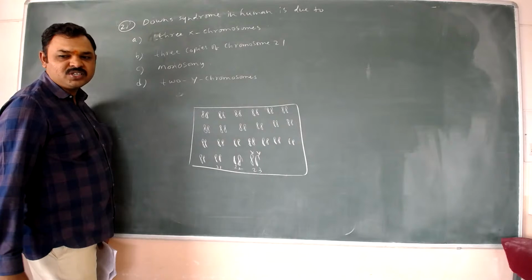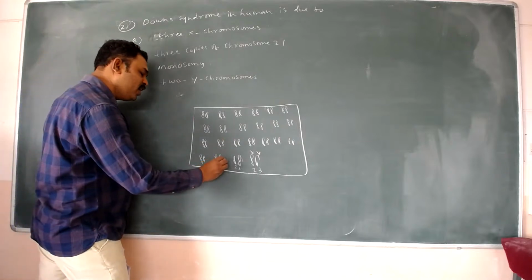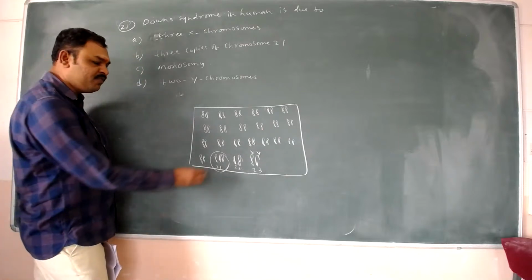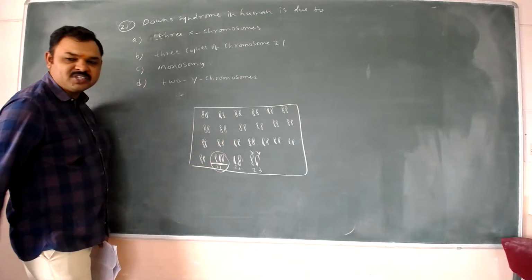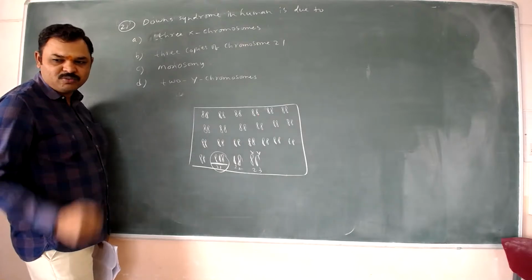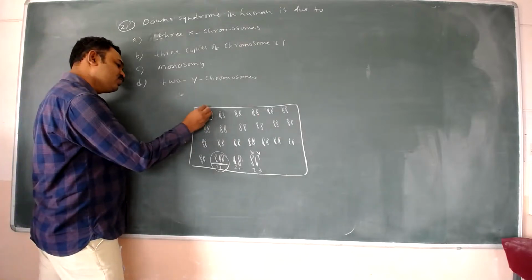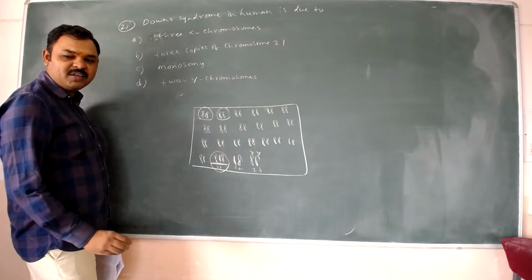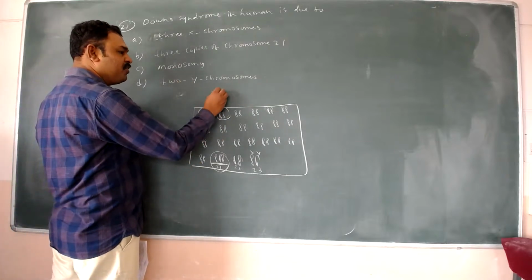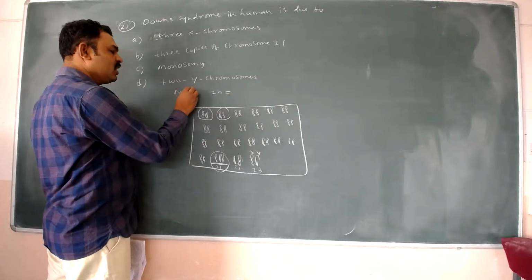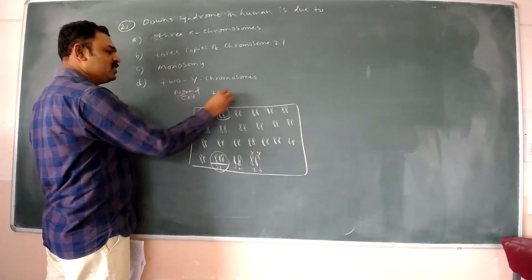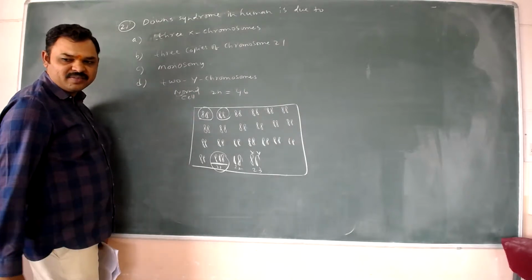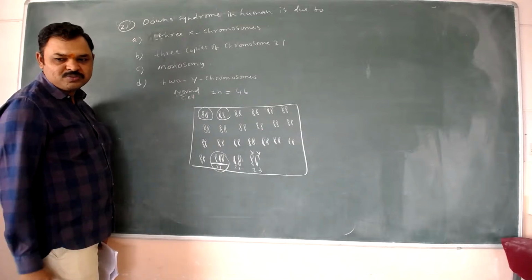What is meant by Down syndrome? The addition of one extra chromosome to the 21st pair. Normally each set has 2 chromosomes. A normal human cell is diploid, 2n equal to 46, and n equal to 23. There are 23 sets, and in each set 2 chromosomes.